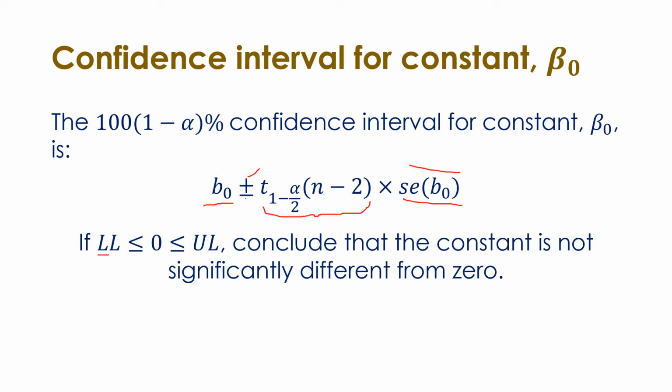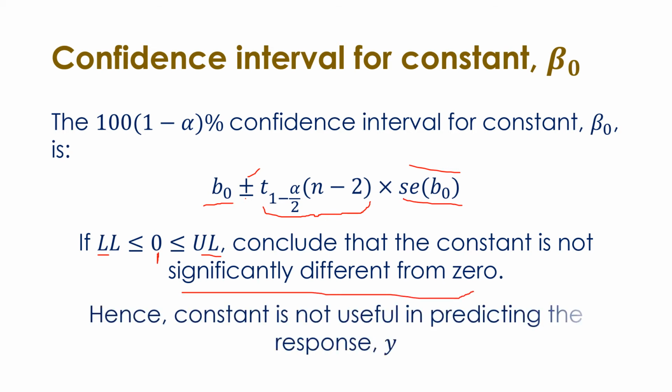Now, if 0 lies in between the lower limit and the upper limit, then we conclude that the constant is not significantly different from 0, and therefore we don't need the constant in the model since it is not useful. Let us now move on and look at an example.